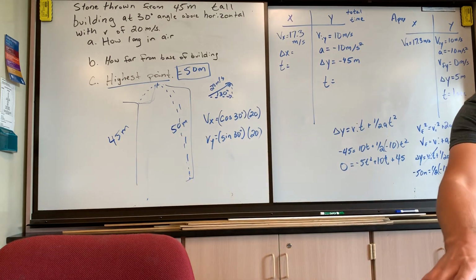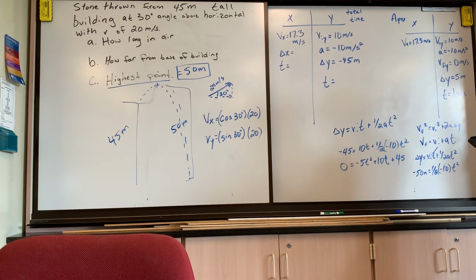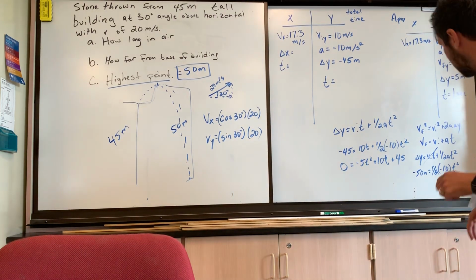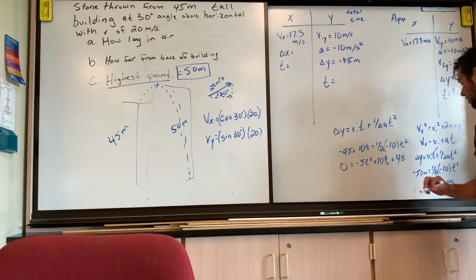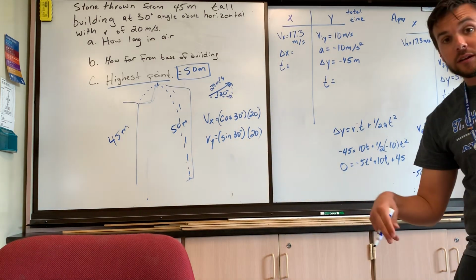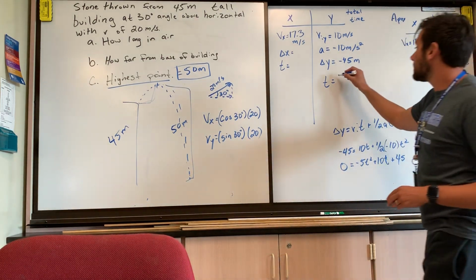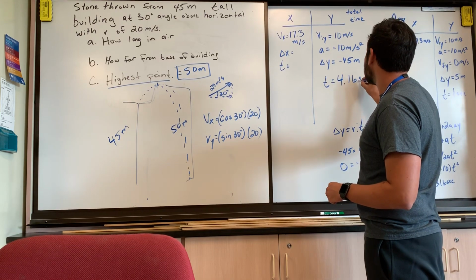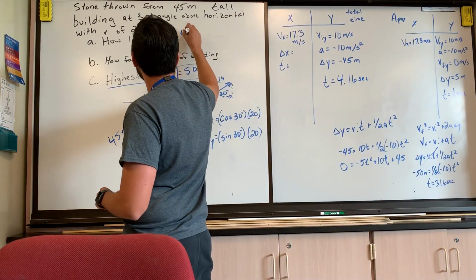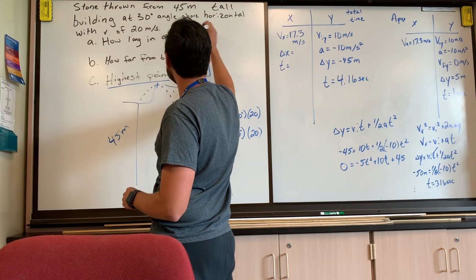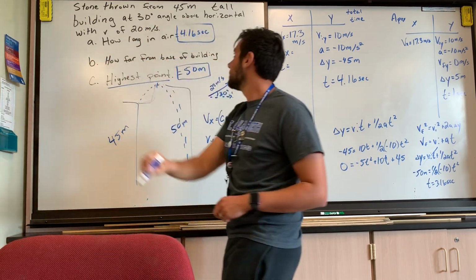And that is 3.16 seconds. So that's the time to fall down, plus that 1 second means that the total time is 4.16 seconds, which means that's how long it's in the air, 4.16 seconds. Boom, I've got another answer here.